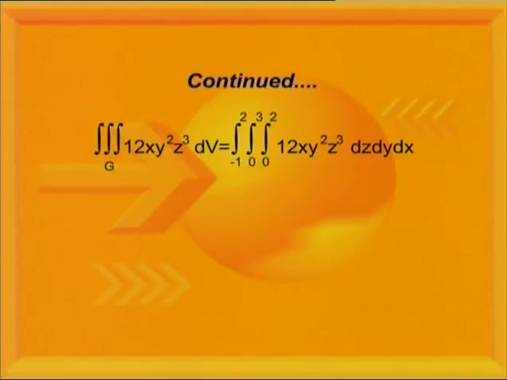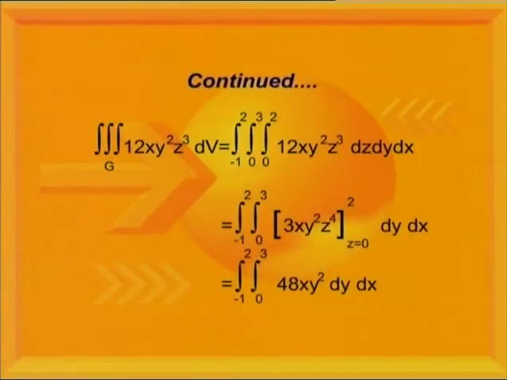Triple integral of 12xy²z³ with respect to this volume over the region G can be written as, this is equivalent to the integration of 12xy²z³ with respect to z first between the limit z is equal to 0 to 2, and then with respect to y between the limit y is equal to 0 to 3, and then with respect to x between the limit -1 to 2.